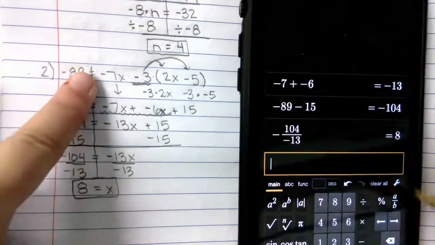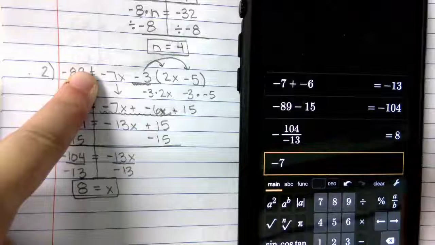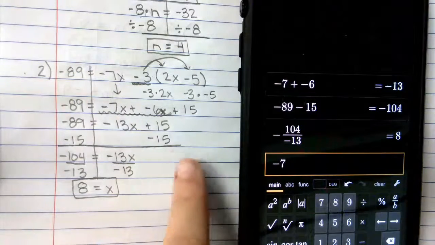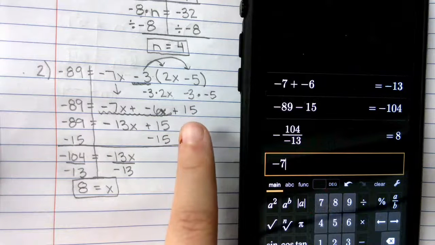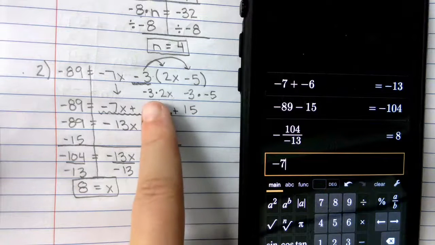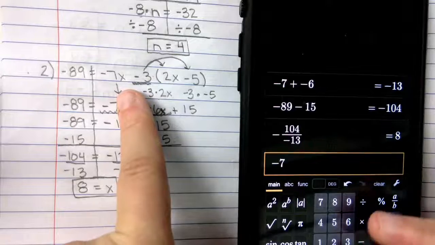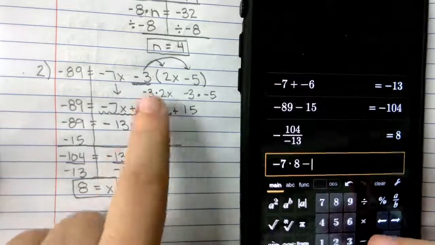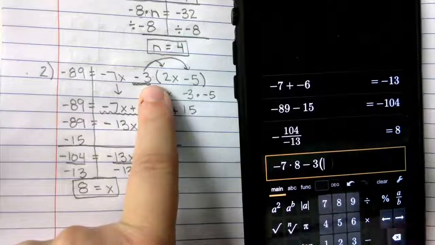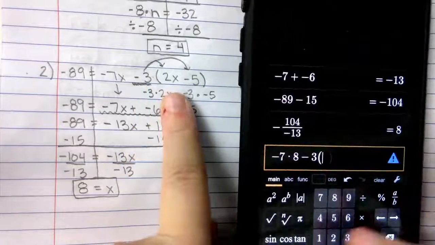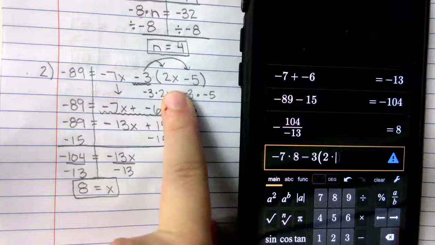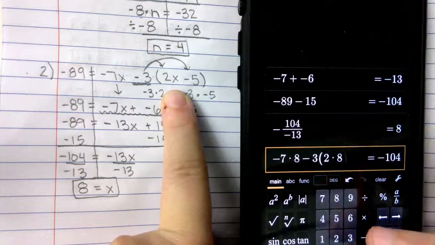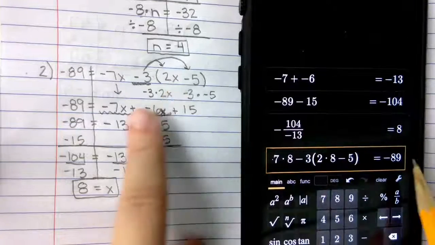Okay. So negative 7 times, what's our x? 8 minus 3, parenthesis, 2x. So 2 times, what's our x? 8 minus 5. And does our answer equal negative 89? Yep. If it didn't equal negative 89, what does that tell us? Yeah, something went wrong. Doesn't quite make a true equation. Remember, solve means to make a true equation.